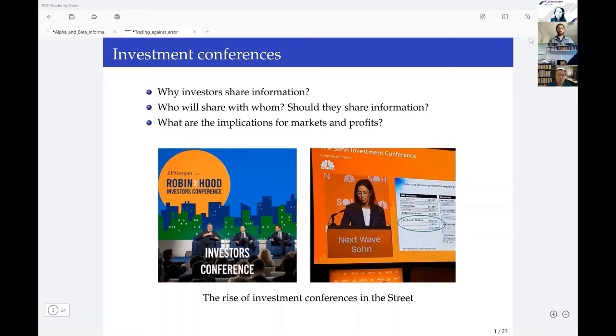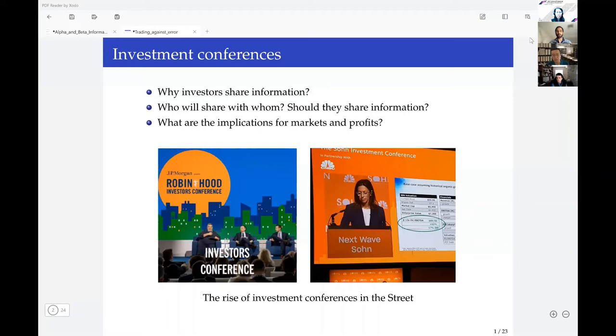is the investor conference. In this example, some institutional investors get together, they have a conference, and they talk about their research ideas, their investment ideas. What we ask is why people want to share information. A cheap answer is they want to network. They try to exchange information, but we want to ask why. Who will share information with whom? We want to study their incentives.